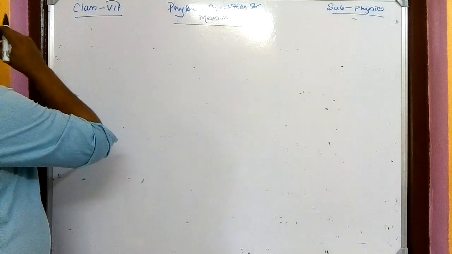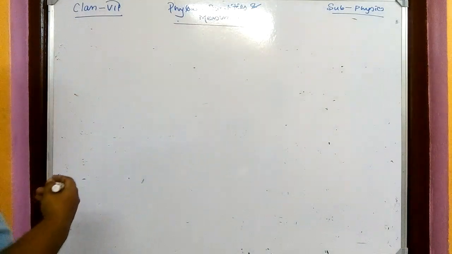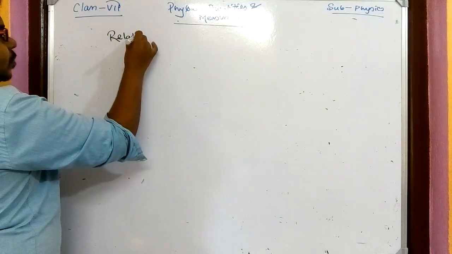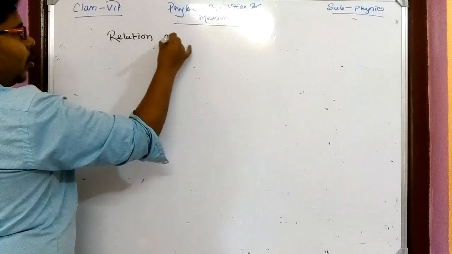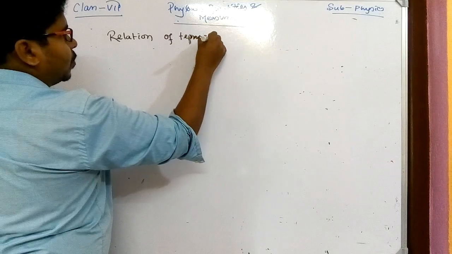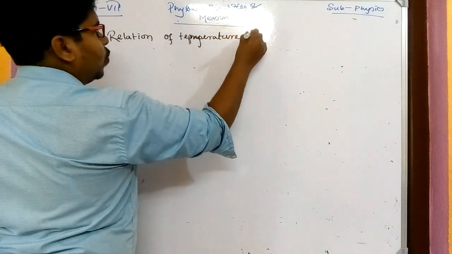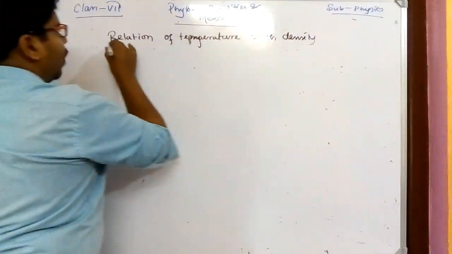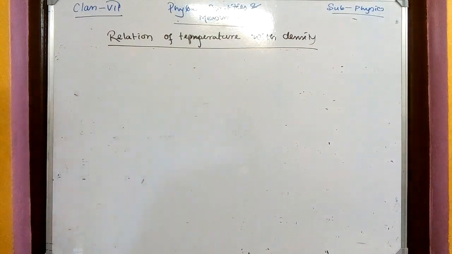The last thing I want to explain to you is the relation of temperature with density. So we have learned density. I just want to know how the density changes with the temperature, means how temperature and density are related with each other.